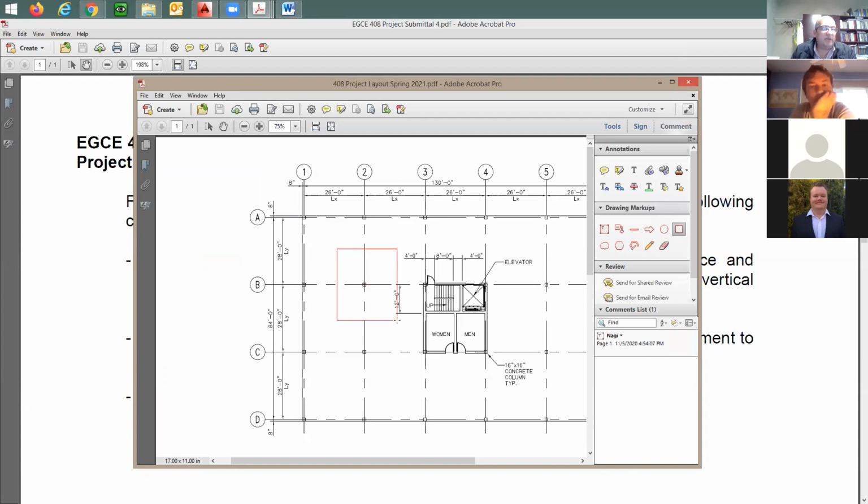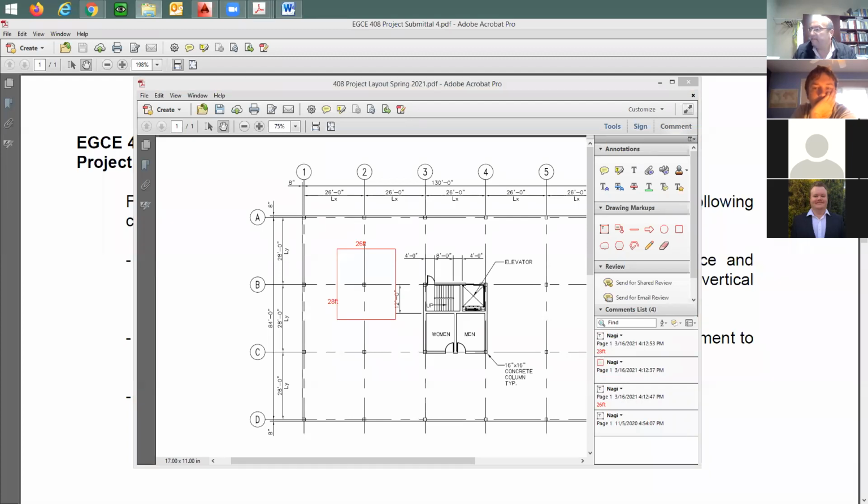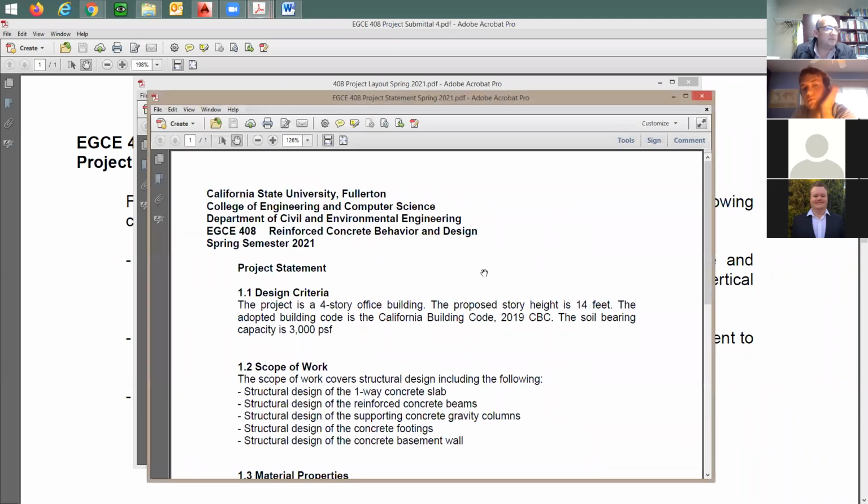How much is the tributary area that this column supports? How much is this distance from here to there? 26 feet. Okay. And this dimension from here to there is how much? 28 feet. So I guess the tributary area is going to be 26 by 28. And how many levels do we have in this project? 5? No, 4. It says here. 4. All right.